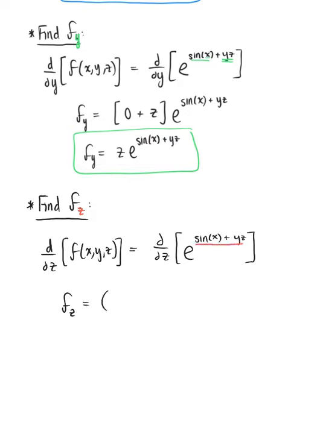So again, we have the derivative of the exponent with respect to z. So sine of x is a constant that differentiates to zero, plus the derivative of yz, which is just y, because y is a real number. We're treating it like a constant here. And of course, this is multiplied by the original exponential raised to the sine of x plus yz. And we have our beautiful final answer. The partial derivative of the function with respect to z is equal to y times the natural exponential raised to the sine of x plus yz.